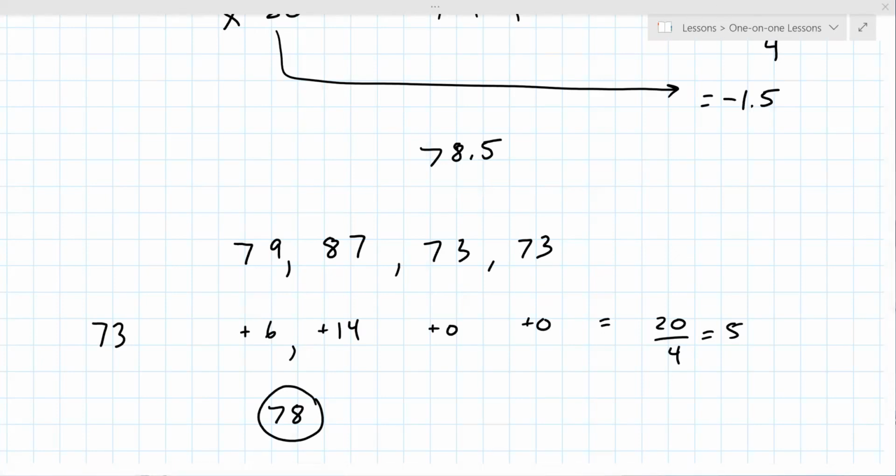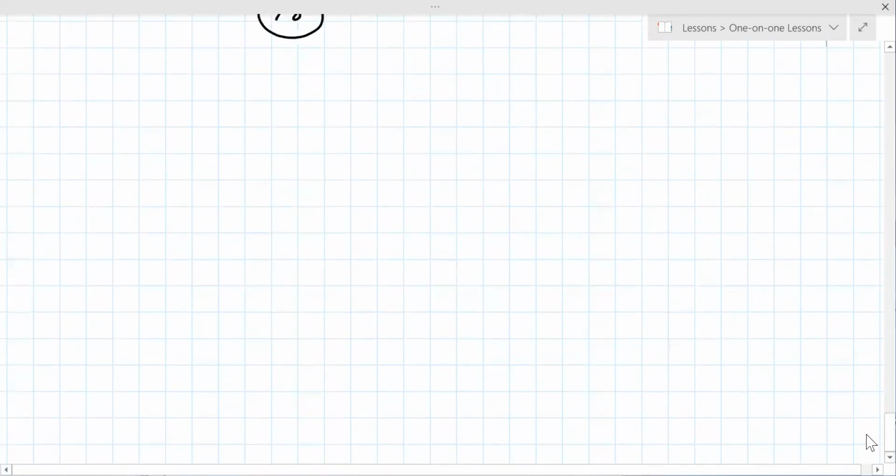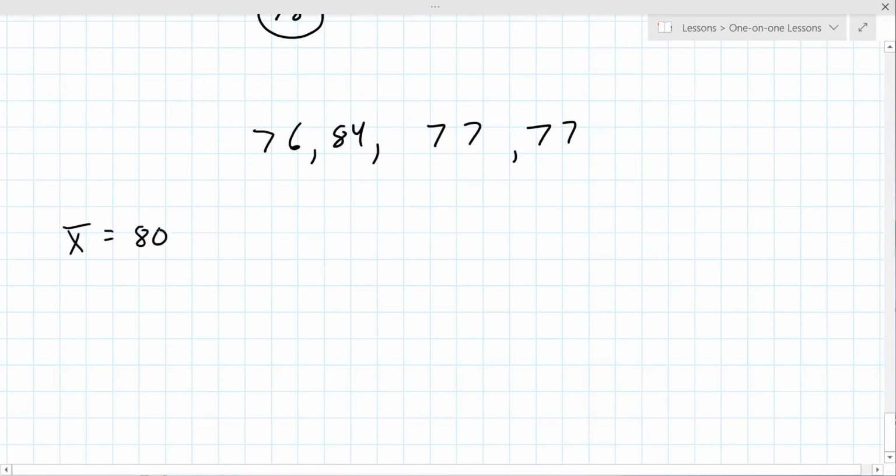Let's do another one here. I'll give you some more numbers. So let's say that first she gets 76 and 84, and then 77 on her third and fourth attempt there. Now pick a number here. Let's just pick something in around these numbers. 82. Okay, 82. So 76 is 6 less. 84 is 2 more. This is 5 less and 5 less. So what do these add up to?